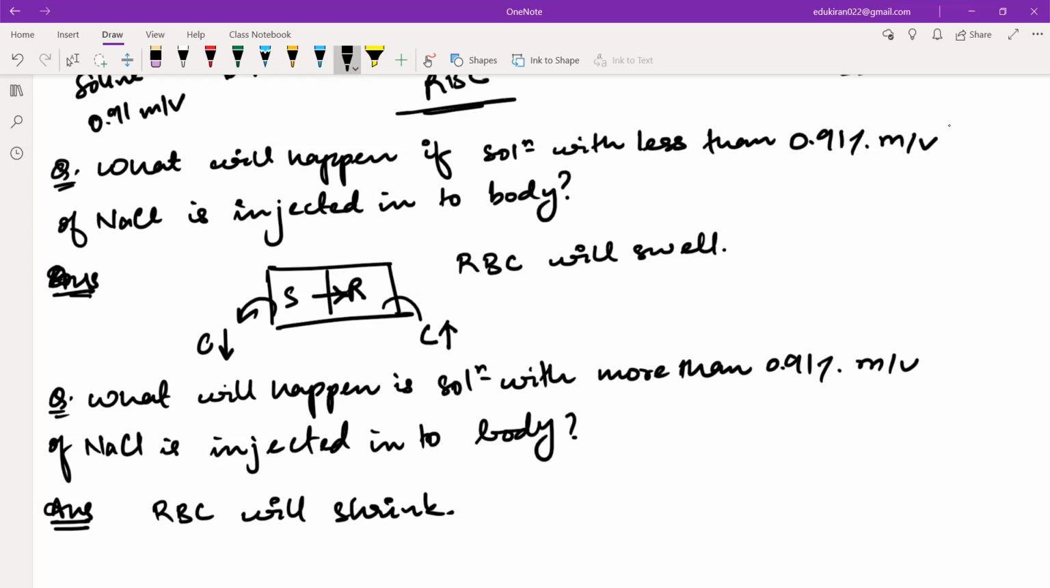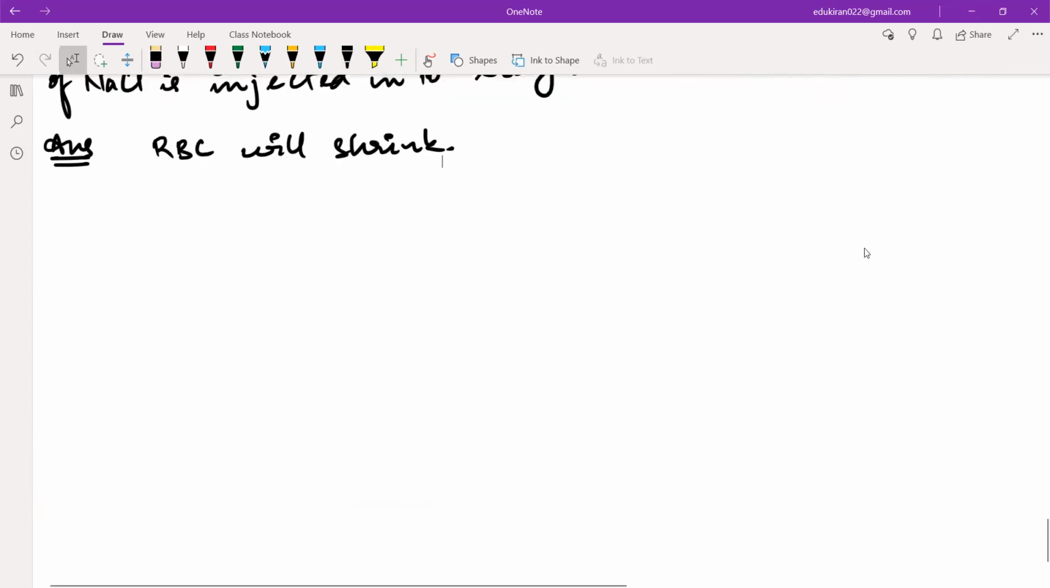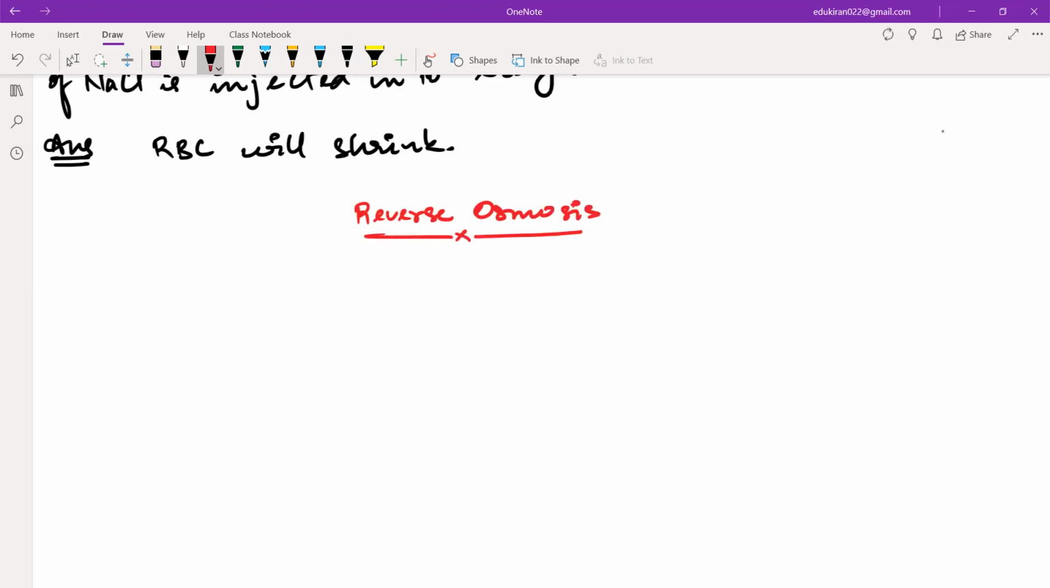Okay. Now, all of you drink water from RO. Yes or no? RO? Yes, sir. Reverse osmosis. What happens in reverse osmosis? See, the concept is very, very, very easy to understand. Okay.